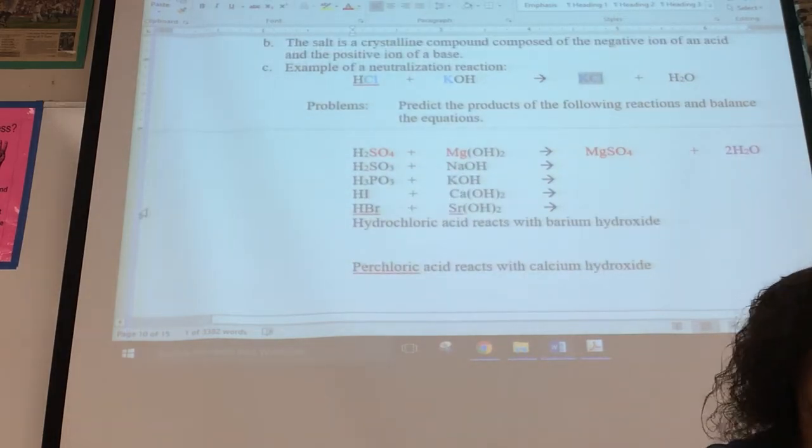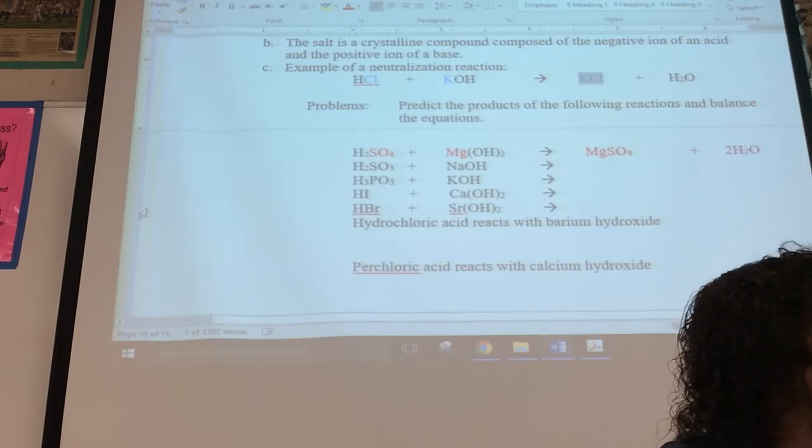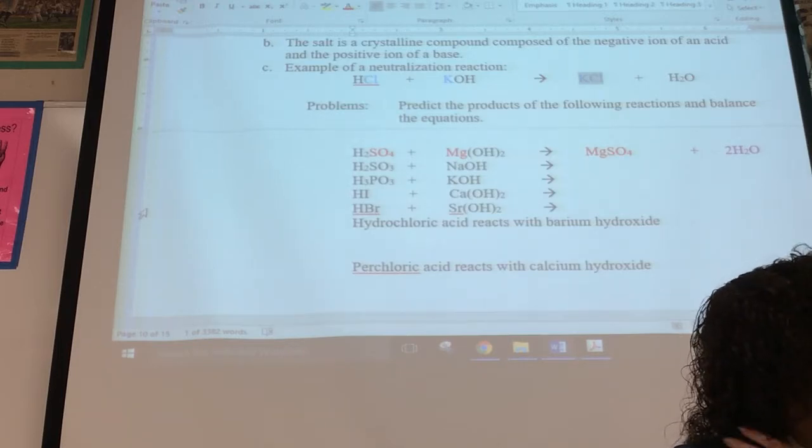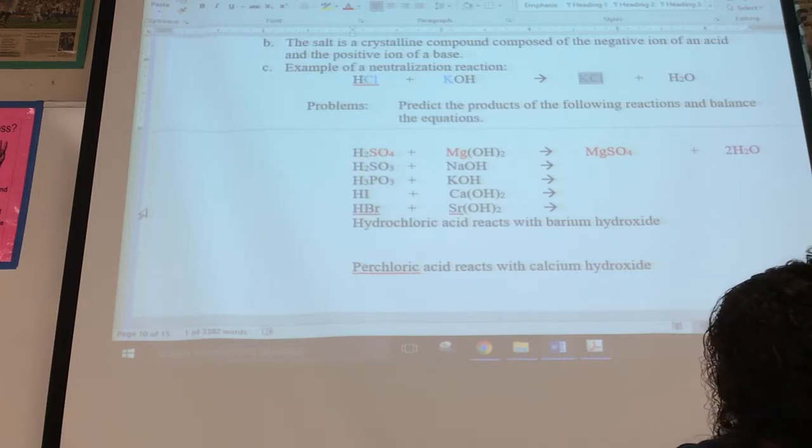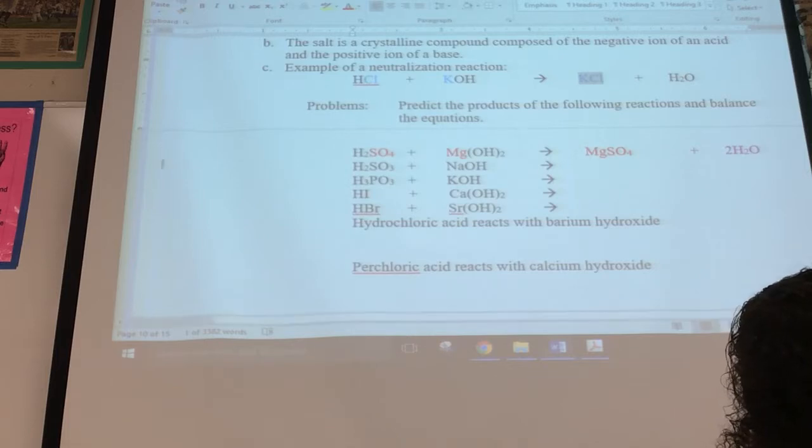So let's go through these. I'll rewrite them here so you've got it. You want to predict the products of the following and then balance them. The first one is done for you. Again, magnesium sulfate. Make sure you put the cation first, and water, and balance it. Let's look at the next one. You also want to be comfortable naming these now. You have sulfurous acid reacting with sodium hydroxide.